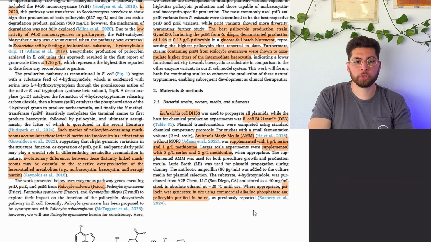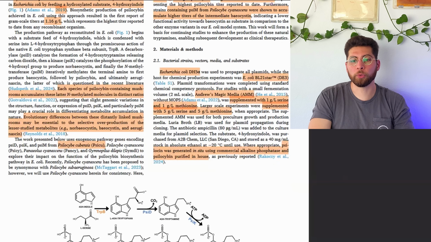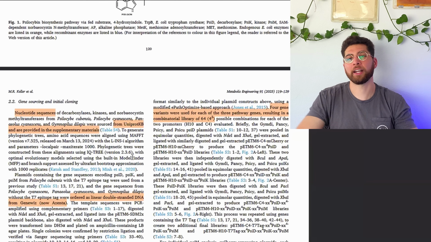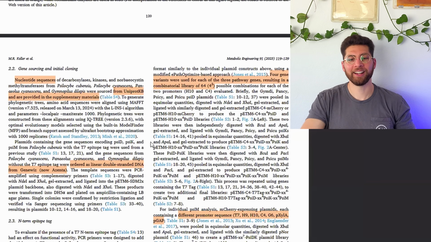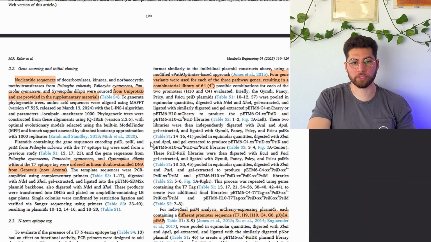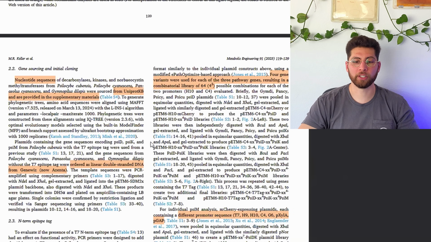Okay, this is gene sourcing and initial cloning. UniProt is a website that has DNA sequences, and so you can go get DNA sequences there. In their supplemental materials, they have the DNA sequences, which are not illegal. Interesting point there. And they ordered these DNA sequences from a company called Azenta. They used to be called GeneWiz, and that's the same DNA synthesis and sequencing company that I used in grad school.